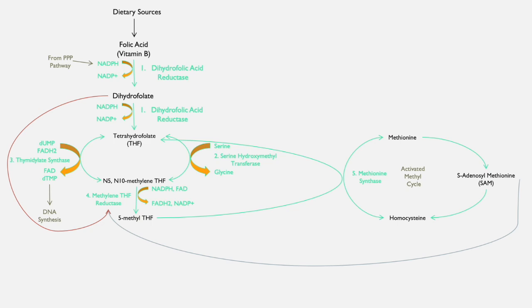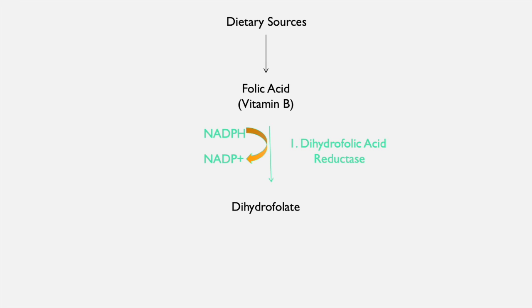Now that you know about folic acid, we will talk about the enzymes in the pathway. Here is an overview of the pathway that we will be covering, but first, let's go through it step by step. From the dietary supplements, folic acid, also known as vitamin B, is gathered. The first enzyme in this pathway is dihydrofolic acid reductase, or DHFR. It uses an NADPH from the pentose phosphate pathway and turns folic acid into dihydrofolate, or DHF.